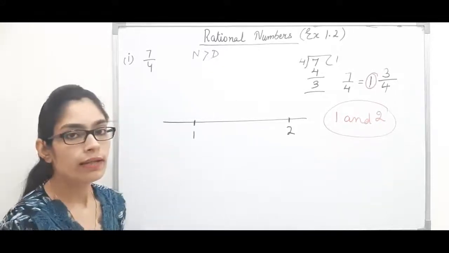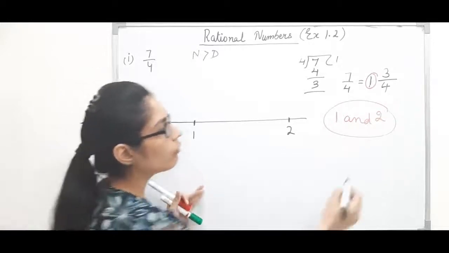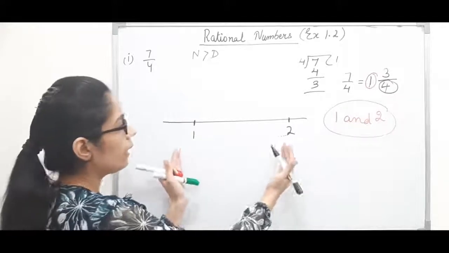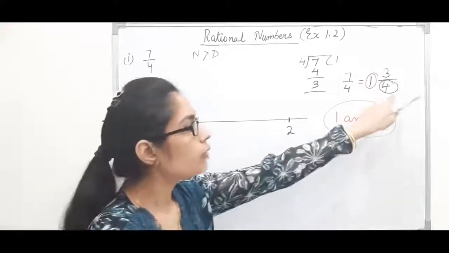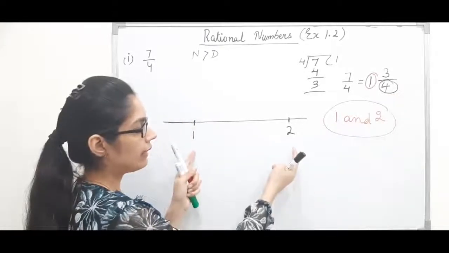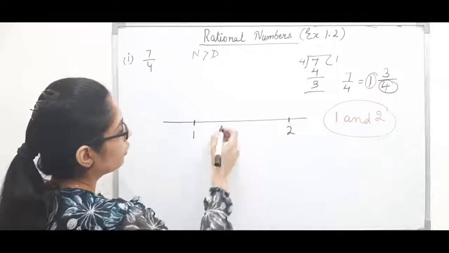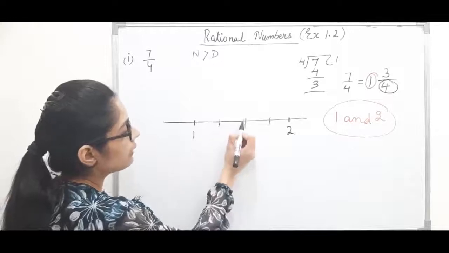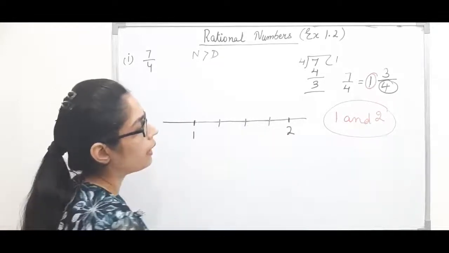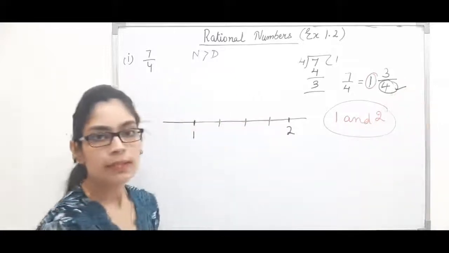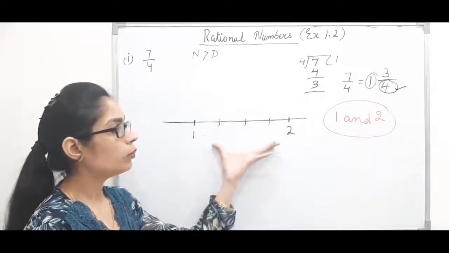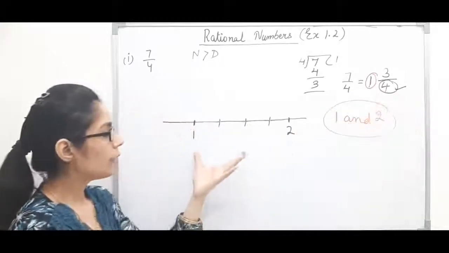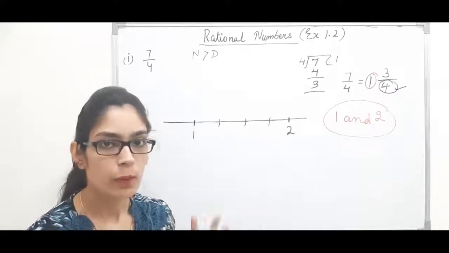Now while drawing a number line, you have to see the denominator. The denominator is 4. So you have to divide 1 and 2 into parts equal to the denominator. So let's divide 1 and 2 into 4 equal parts. This is how I will divide. This is the first part, this is the second part, this is the third part, and this is the fourth part. Whichever your denominator is, divide the given two numbers into that number of parts. So 4 is the denominator, that's why I have divided 1 and 2 into 4 equal parts.